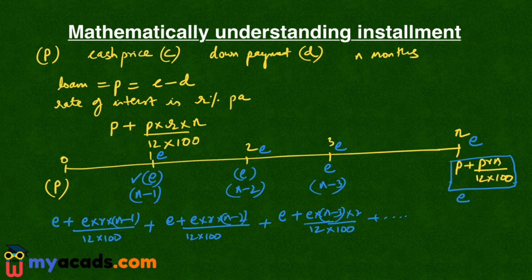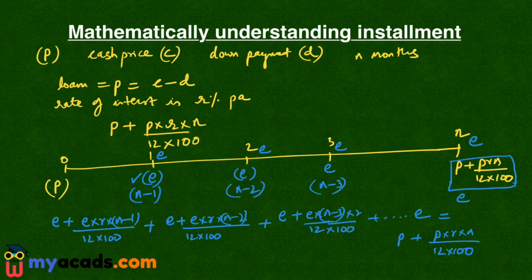Finally, this process will continue and ultimately E. Now this sum will be equal to P plus P into R into N upon 12 into 100. So this is my equation. I can calculate my installment value by using this equation.